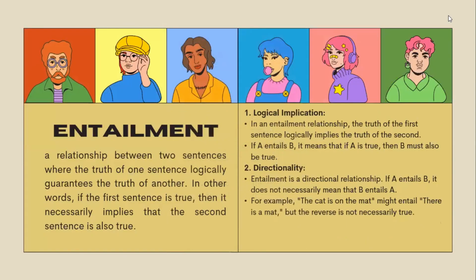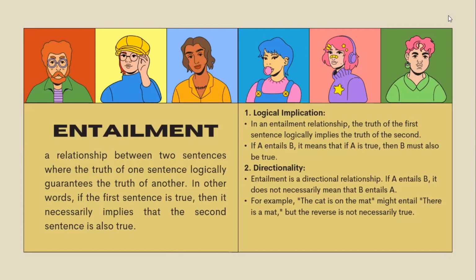Then, the second one is entailment. Entailment is a relationship between two sentences where the truth of one sentence logically guarantees the truth of the other. In other words, if the first sentence is true, then it necessarily implies that the second sentence is also true. Number one is logical implication.